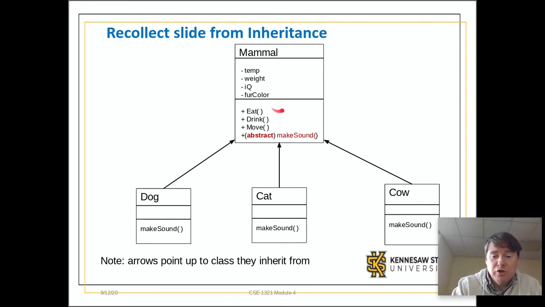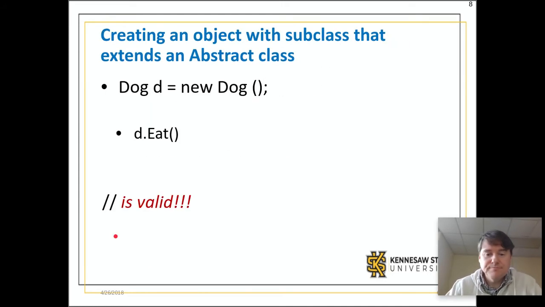There is actual code up here in this method that explains how to eat. Therefore, I can call it in the child. But the abstract method make sound does not have any code, therefore it must be overridden in the child, and the code must be here in the child.